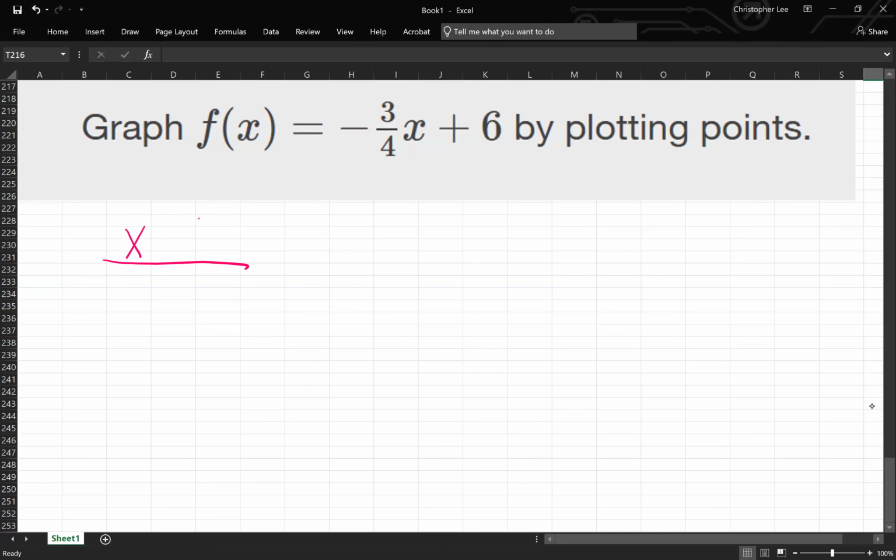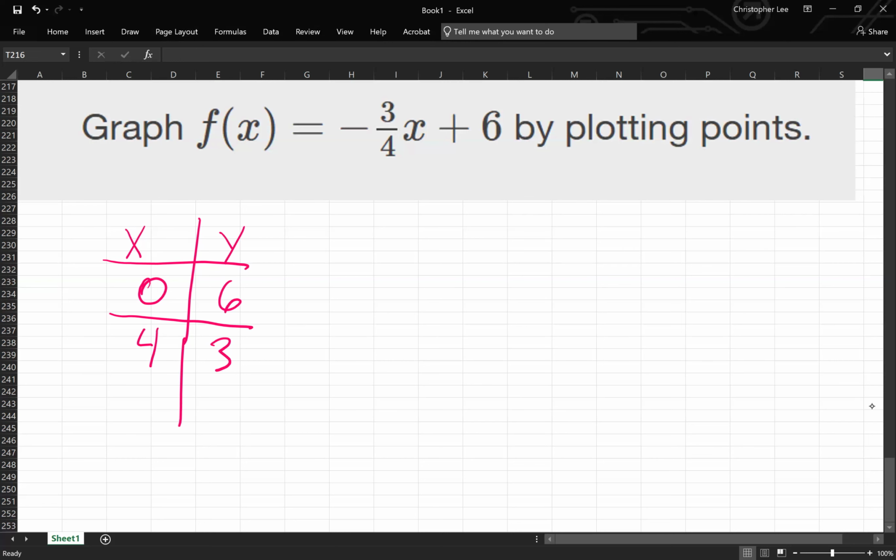So I'm going to make my table with X and Y. What X's did we choose? Zero. Zero, that's my favorite. All right. What's the Y value? Perfect. What else did we choose? Four. Four. Good, good. I like that one. What's my Y value? Three. Good. Give me another one.